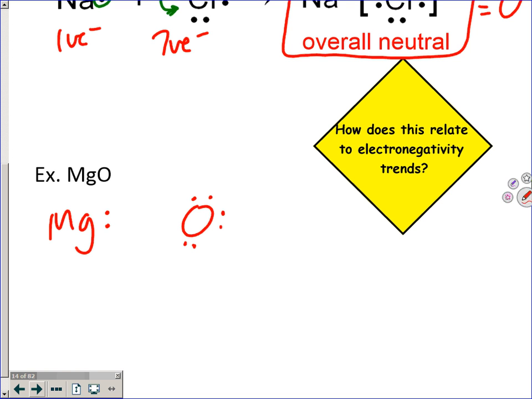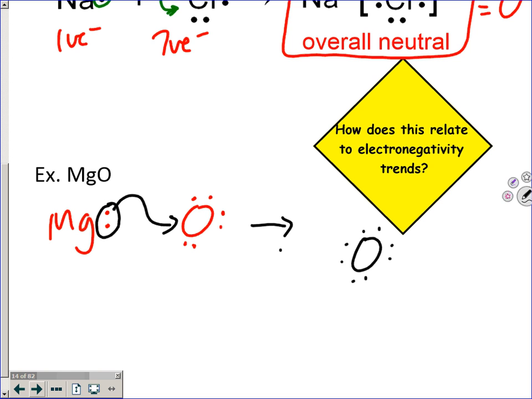Luke, what do I do with this? You transfer. Transfer, I like that word better. So you're transferring which ones? The ones from magnesium. Okay, so you're taking magnesium's 2 and you're transferring them to whom? Oxygen. All right, Hannah, then what does that become? Okay, so oxygen with 8 valence electrons.